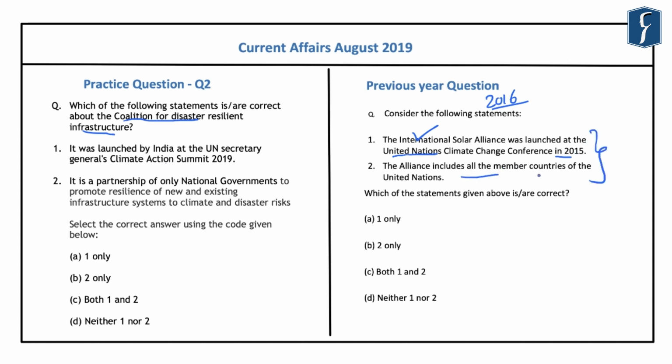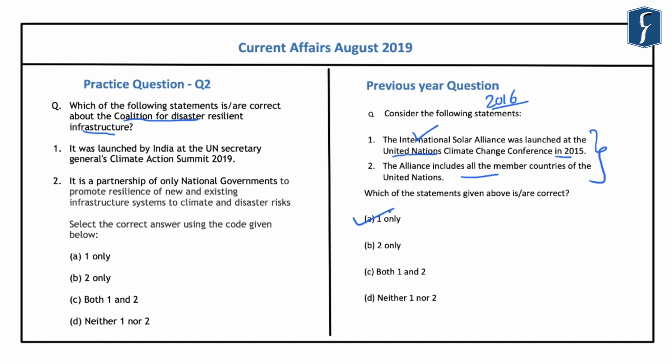So if you look at the formation of this question, it reads, where was this International Solar Alliance launched? And second is regarding the membership of this International Solar Alliance. And it was asked in the year 2016 because it was launched under the leadership of India. So in this case, the first statement was correct and the second statement was incorrect. And hence the correct answer was A, 1 only.